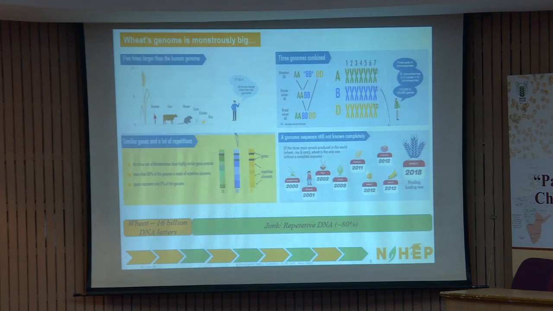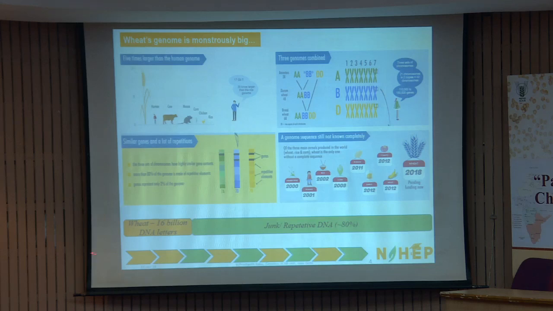The wheat genome is monstrously big. If you compare it with other genomes which have been sequenced, rice has only 419 MB of genome size. Chicken has a 1.3 GB genome, and corn is nearly 2.3 GB. If you compare that with wheat, it has 17 GB of genome. That's nearly 16 billion DNA letters.